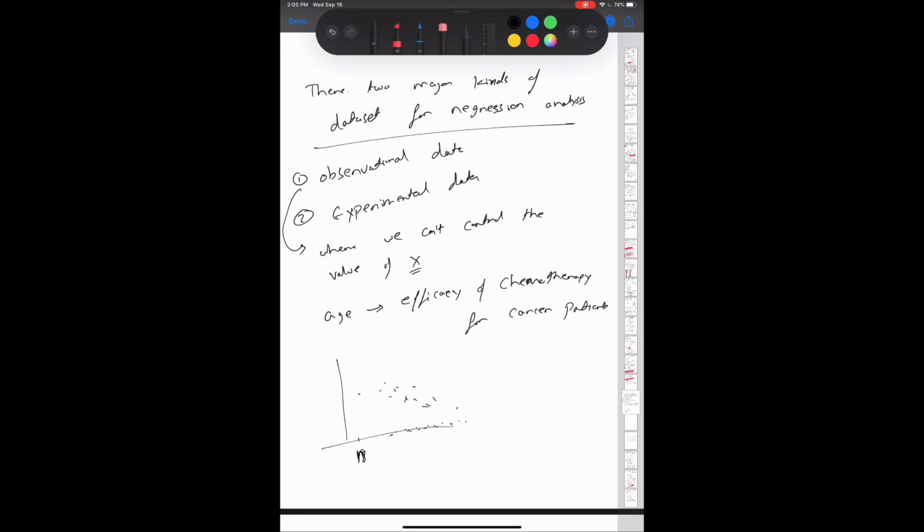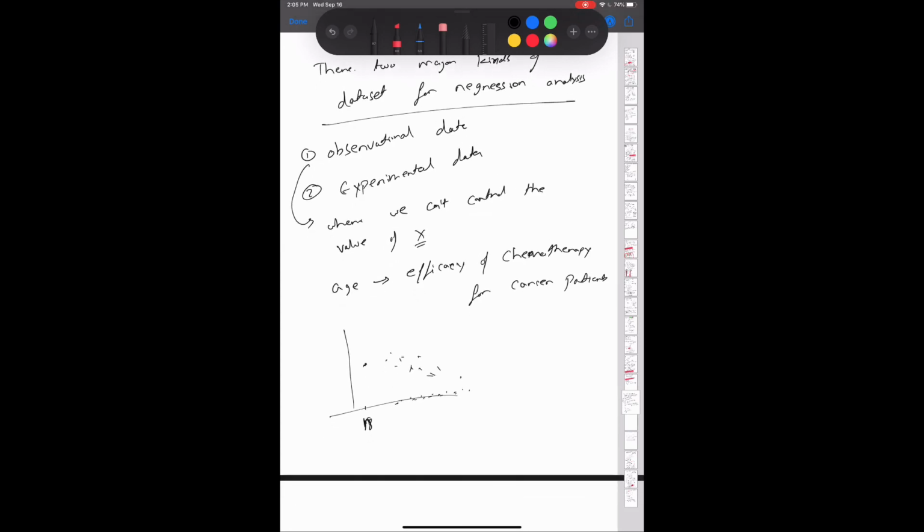So if you saw that for 18-year-olds chemotherapy doesn't work, but for 40-year-olds it works better, you should not suggest that young people with cancer shouldn't do chemotherapy. It might just mean that the people who have cancer when they are young might have other underlying issues. It's nothing to do with age. There are other confounding variables.